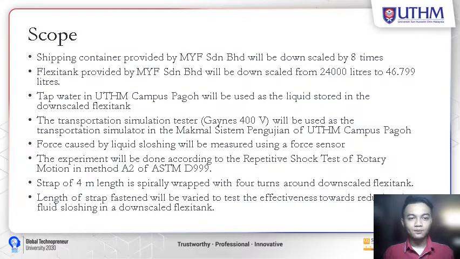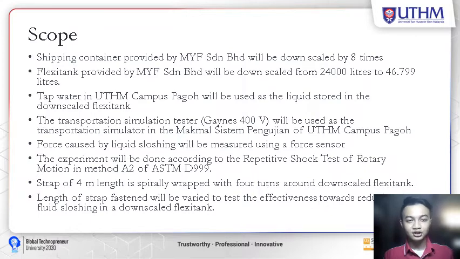And for the scope, the shipping container provided by MYF Sendirian Berhad will be downscaled by 8 times. Second, the FlexiTank provided by MYF Sendirian Berhad will also be downscaled from 24,000 liters to 46.799 liters. Then tap water in UTHM campus Pagoh will be used as the liquid stored in the downscale FlexiTank.